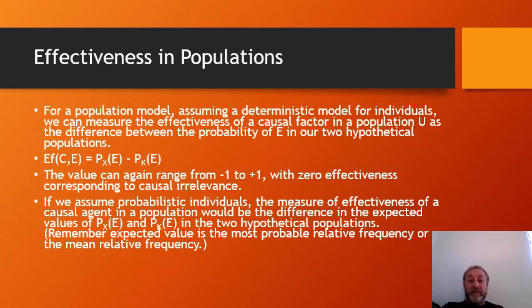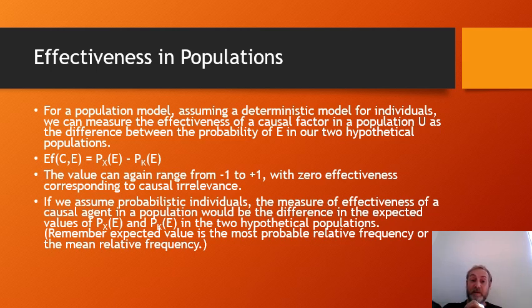And we can also talk about effectiveness in populations. So for a population model, assuming a deterministic model for individuals, we can measure the effectiveness of a causal factor in the population. That'll be the difference between those two probabilities that we already talked about, right? The probability of E in X, right? Which is again the world where we take all our people in our population U and we give them all the causal factor. If you subtract the probability of E in the population where nobody has a causal factor, that's going to be the effectiveness.